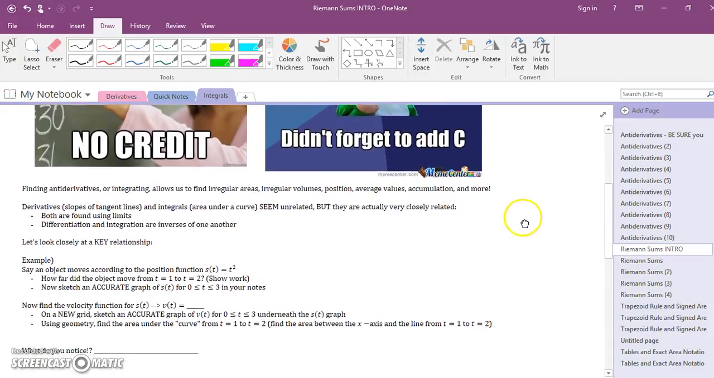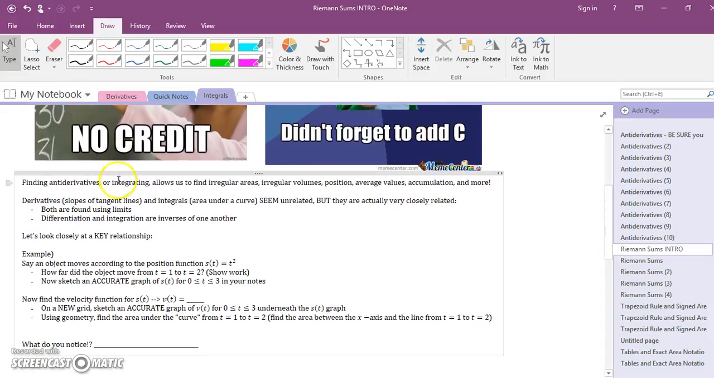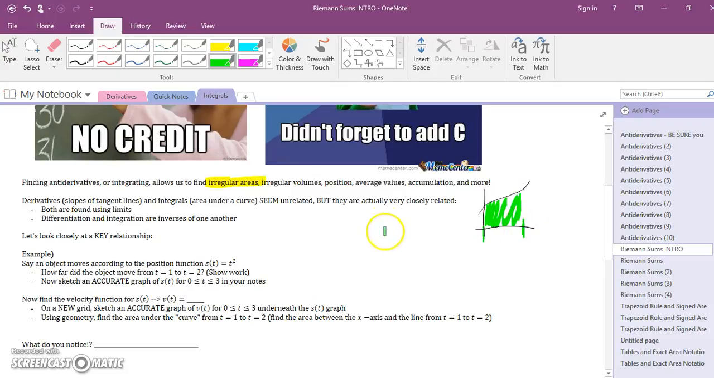In the antiderivatives video, finding the antiderivative, which is basically the same as integrating. In that video, I said that the most common use of these antiderivatives is to find irregular areas or the area underneath a curve, finding irregular volumes. So if you have a water bottle that's not a regular shape, you could find the volume of it, finding position, finding the average value of numbers, finding accumulation, many more things. When I say area under a curve, I mean if I have something like that and you wanted to find the area underneath it from one time to another time. That's when you would use an integral. Those are the most common uses of it.